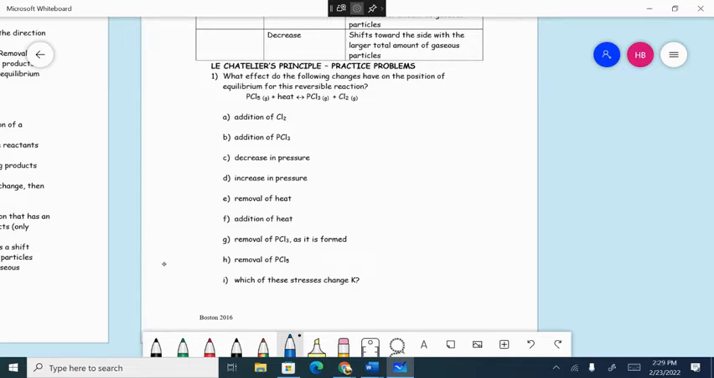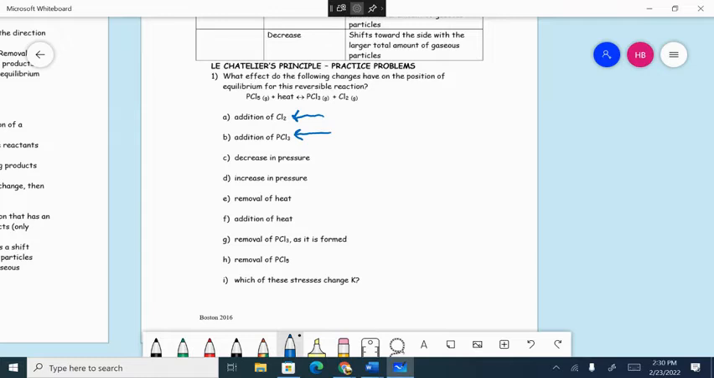So if I add a product, the concentration of Cl2 is going to increase momentarily, and then the equilibrium position will shift towards the left to try to compensate for that extra chlorine, or consume that extra chlorine. As it shifts towards the left, the concentration of PCl3 will decrease and the concentration of PCl5 will increase. If I add PCl3, the same thing happens, it shifts towards the reactants.